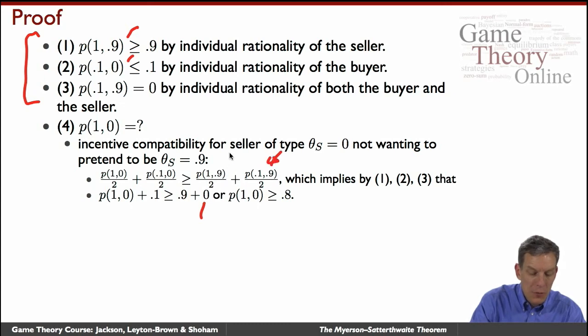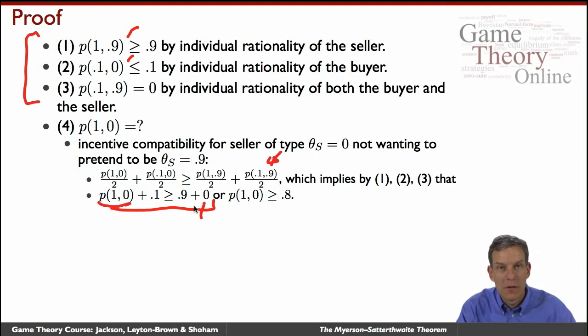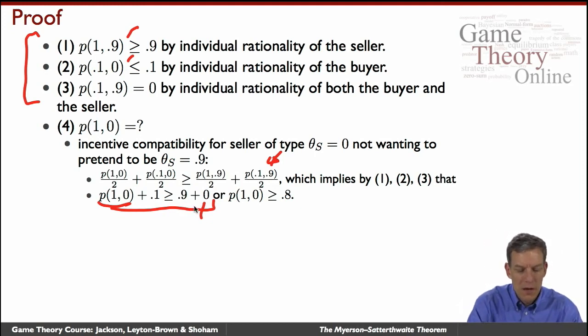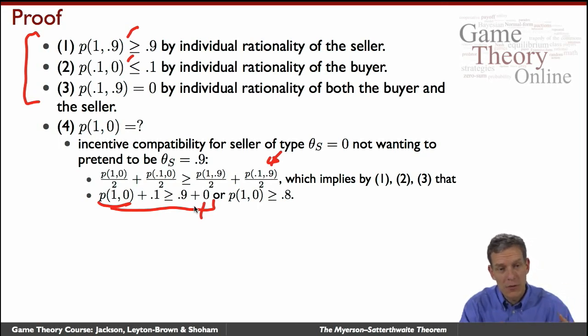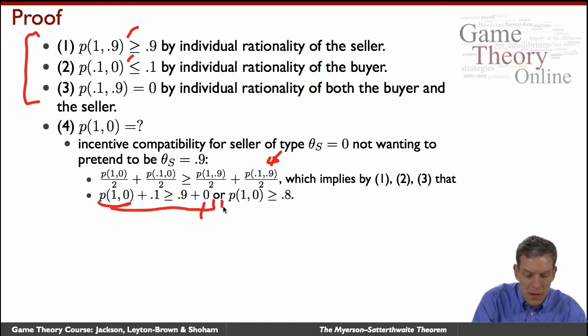We know that this one is at least 0.9, and this one is at most 0.1. And so in terms of an inequality, multiplying through by the 2, P10 plus 0.1 has to be greater than or equal to 0.9 plus 0. Okay, so we can take what we know from 1, 2, and 3, plug them in here in terms of bounds, given that we have the inequality pointing from the left to the right. And that tells us then that P10 has to be at least 0.8.